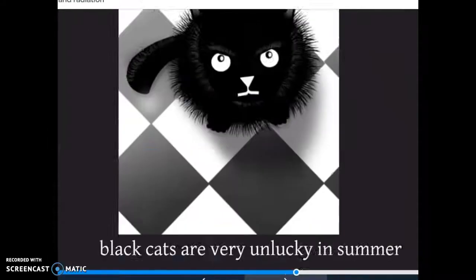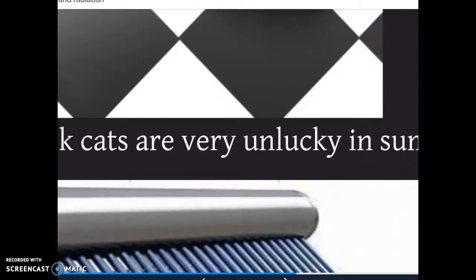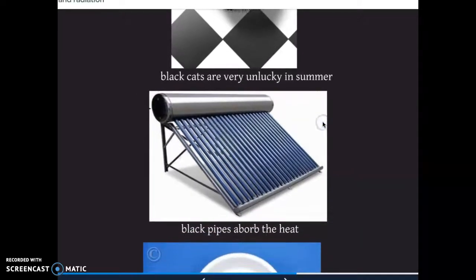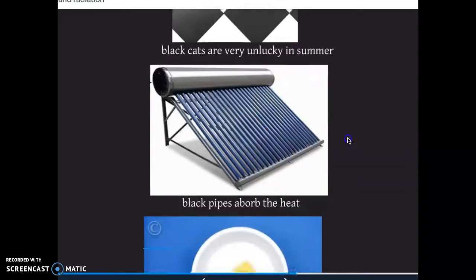Got some pictures of a cat in here, I think. Yes, black cats are very unlucky in the summer. They do not enjoy themselves. But if you want to, for example, heat the water in your pool, you would use a black pipe system as a way to keep the temperature high because they'll suck that heat in.